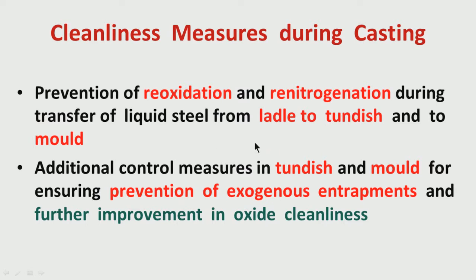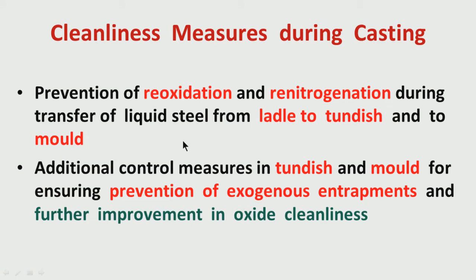That means from the ladle, from the tundish lining, or from the mold slag, there is a possibility of exogenous entrapment getting entrapped or entrained in liquid steel, which should not happen, which should be controlled. Because we have taken all the important measures to clean the steel, we do not want the steel to again get dirty from the exogenous entrapments. The first step is to prevent reoxidation and renitrogenation from air during transfer of liquid steel from ladle to tundish and then from tundish to mold, first step.